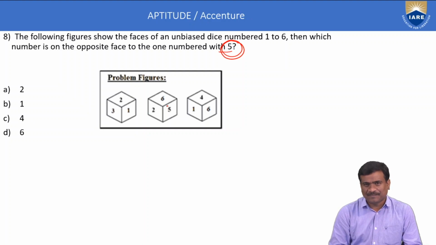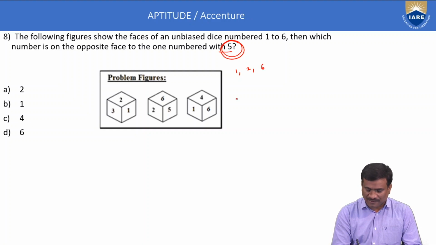Next method: using the above three dice, consider only the most repeated numbers. The most repeated numbers: 1 two times, next 2 two times, next 6 two times.